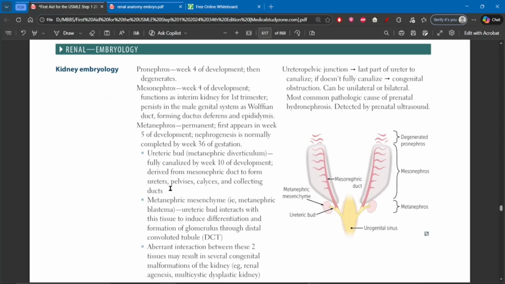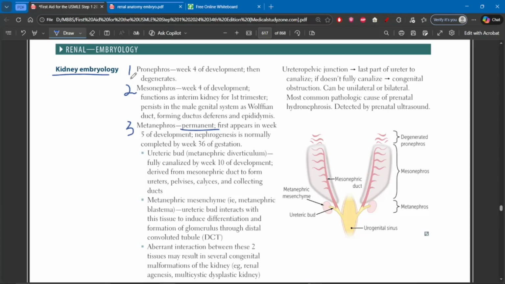Renal embryology is quite simple and straightforward, but there's an order that you need to first of all understand. There are three main structures involved in kidney embryology, if we could say specifically. There is the pronephros, there is the mesonephros, and then there is the metanephros. The metanephros is the permanent structure that is involved.